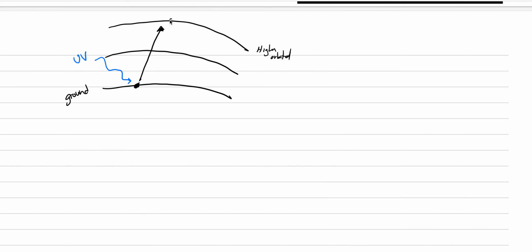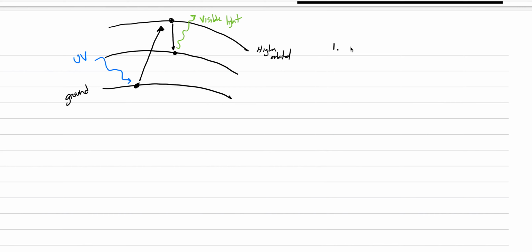Well, it's here, right? But it's only here for a little bit of time. It's not stable here. And so what it does is it has to drop to a lower orbital. And as it drops to that lower orbital, because it can't stay at the higher orbit, it has to release its own energy in the form of visible light. So that's our schematic for how fluorescence works.